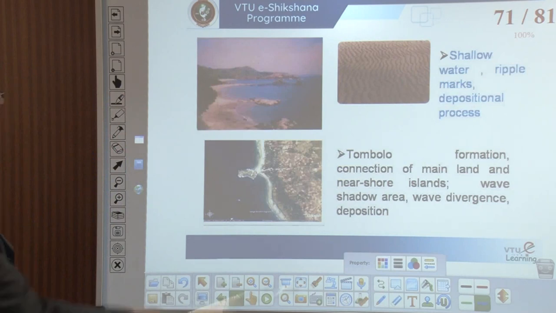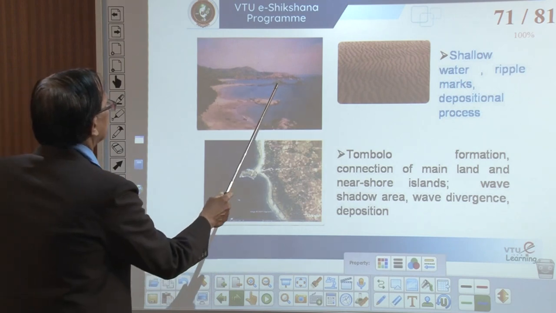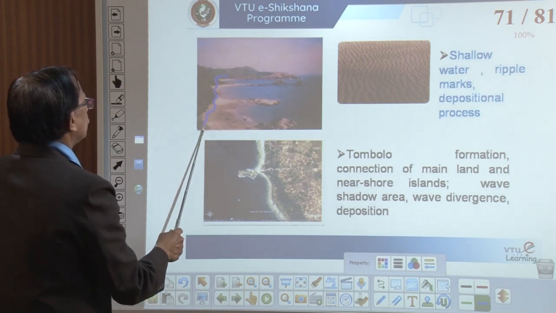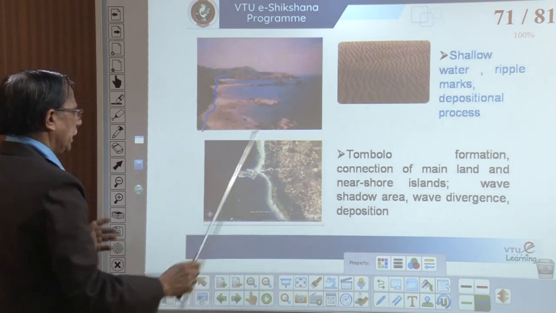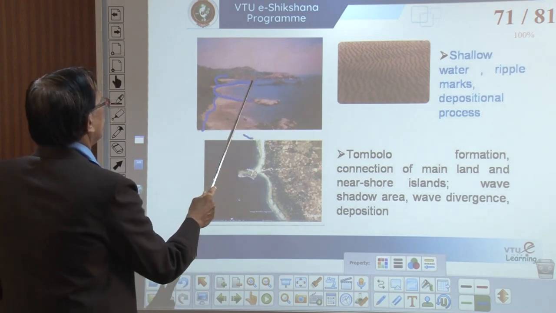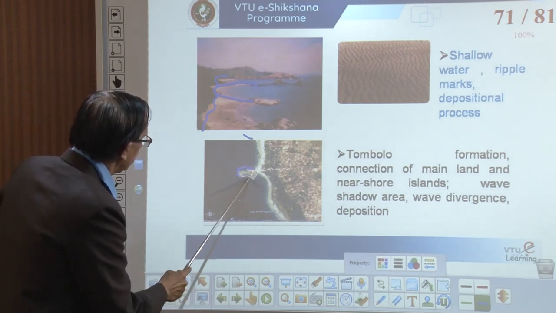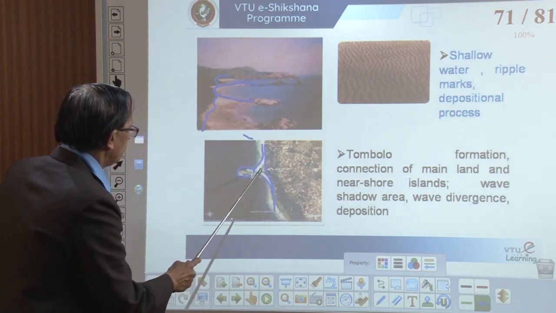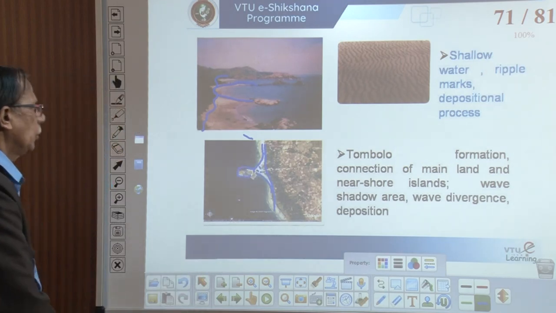Yes. This is Om Beach, the same one which I showed. These are some of the nearshore islands. Once upon a time, perhaps the coast was here, and the sea extended till here. This was a small island. Now they got connected to the mainland by a process called tombolo formation. This is Murdeshwar. This was an island. This was the sea, and by natural process, deposition took place here, and this island got connected to the mainland, tombolo formation.